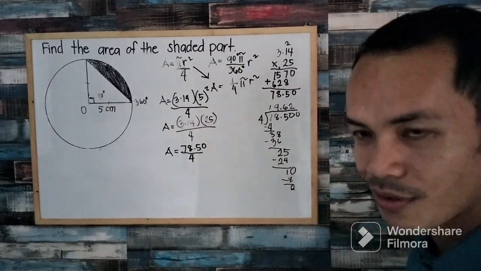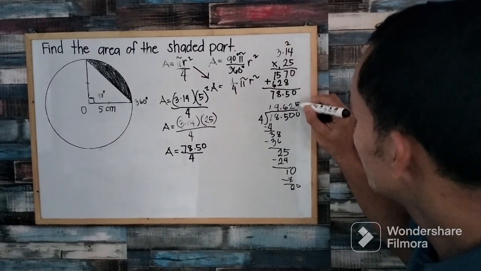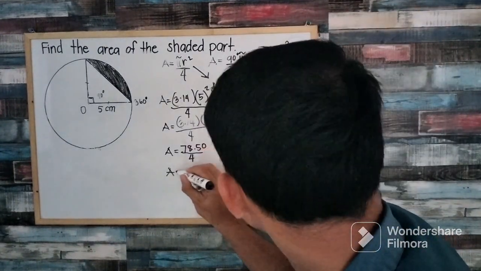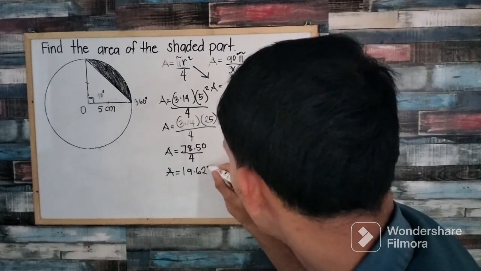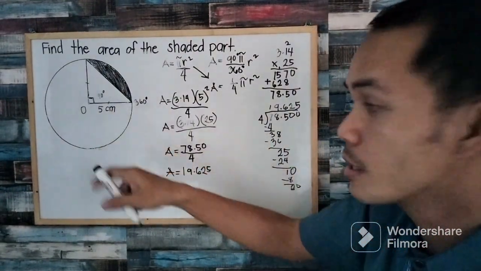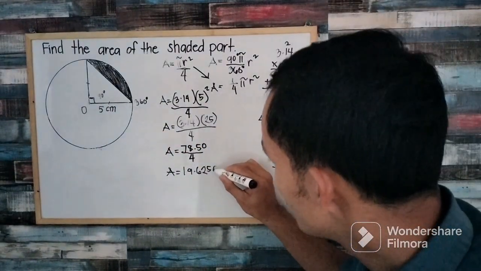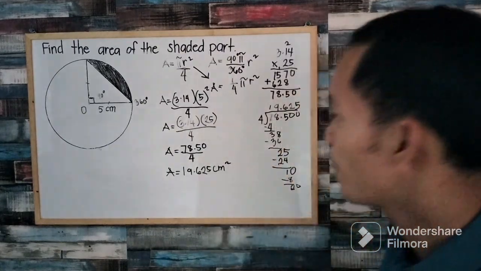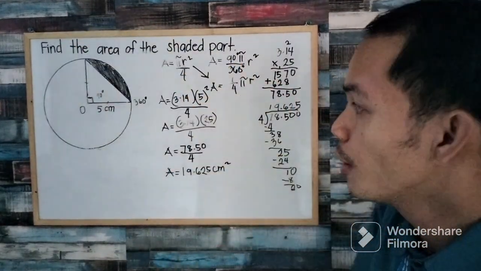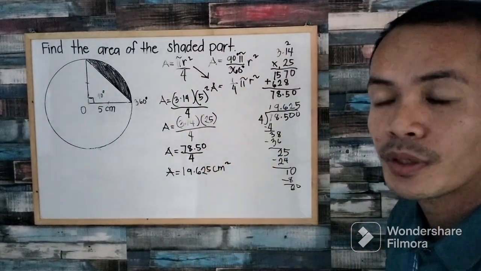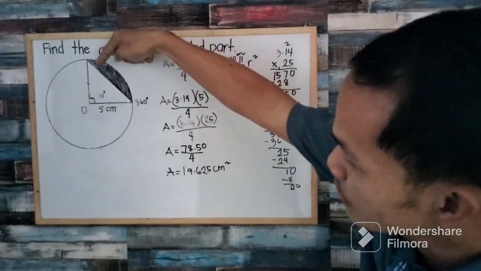Of course, we have to add 0. Bring down 0. 20 divided by 4, that is 5. So the area is 19.625. Now, since the unit is centimeters, we have this unit as centimeter squared. Now, this is the area of this portion, which is 1/4 of the whole circle. Okay? Now, we are not yet done because our goal here is to find this area.